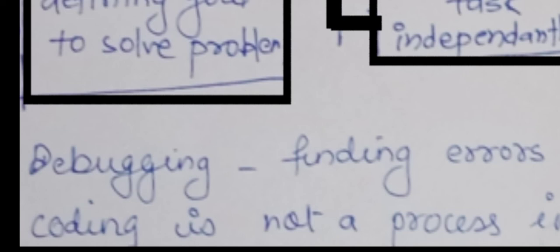Now one question is always there: is coding part of computational thinking? The answer is no. Coding is not a part of computational thinking. There are five elements that we have already learned: analysis, decomposition, abstraction, pattern recognition, and algorithmic design. Coding is done in later stages. That's the actual coding or the program that we write.